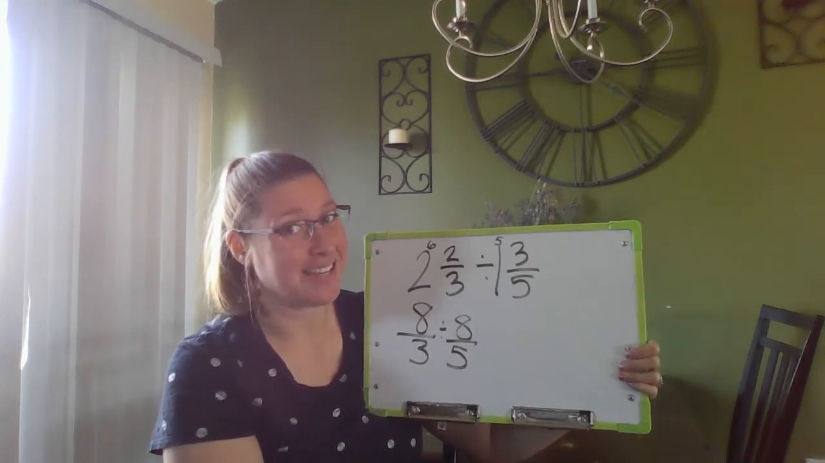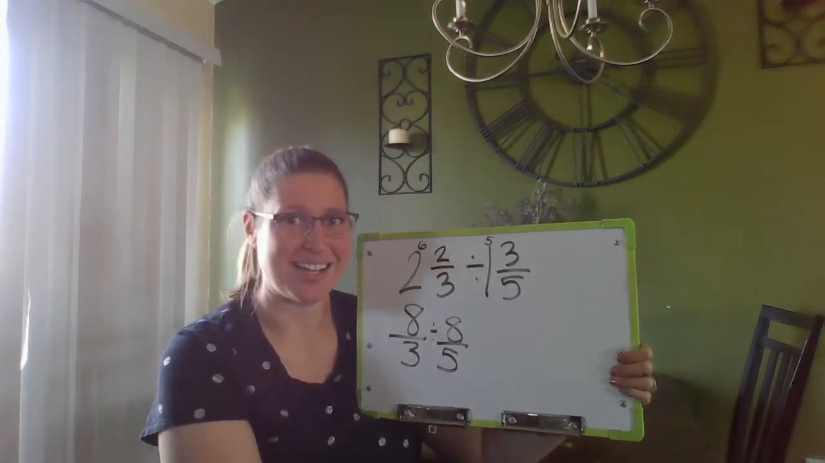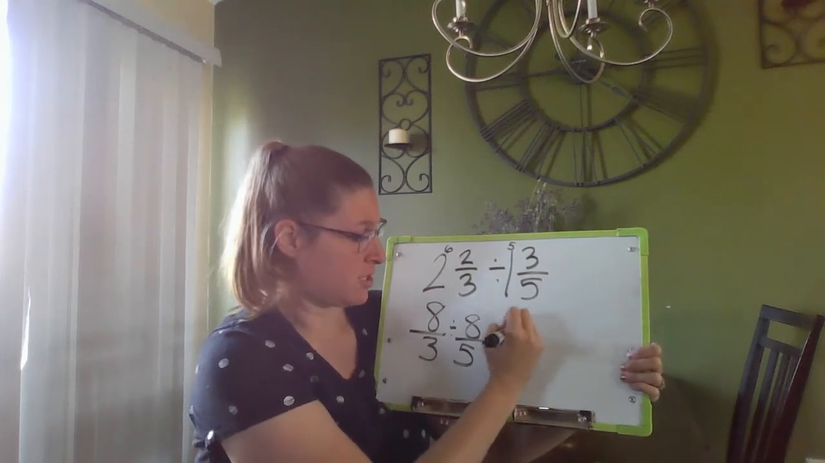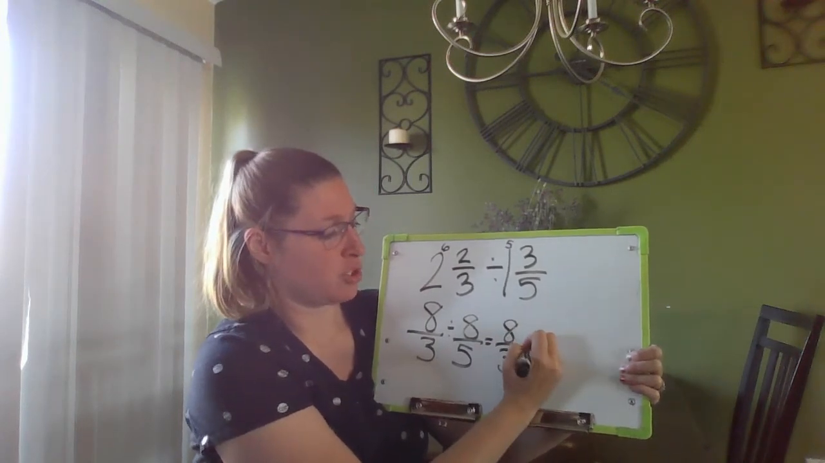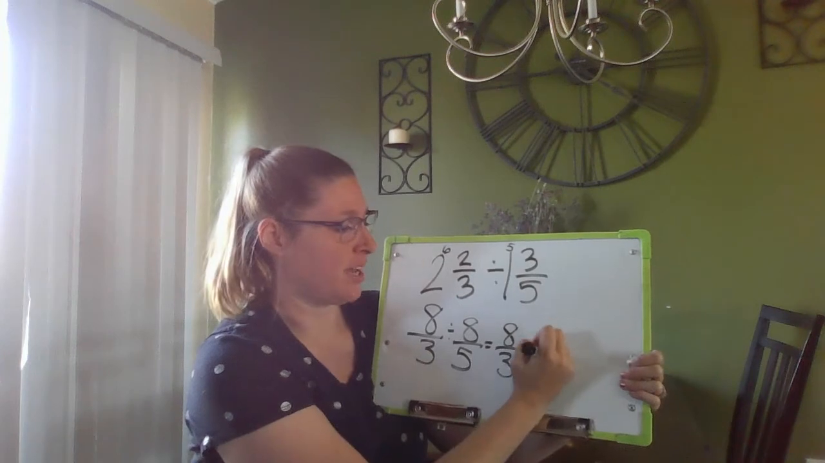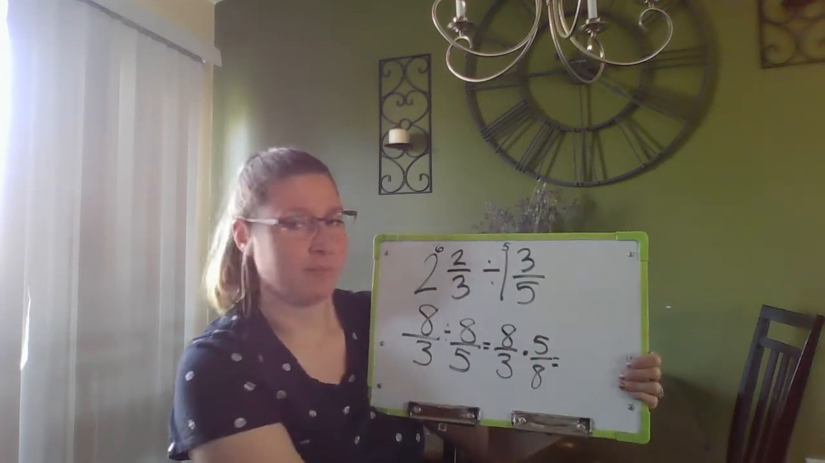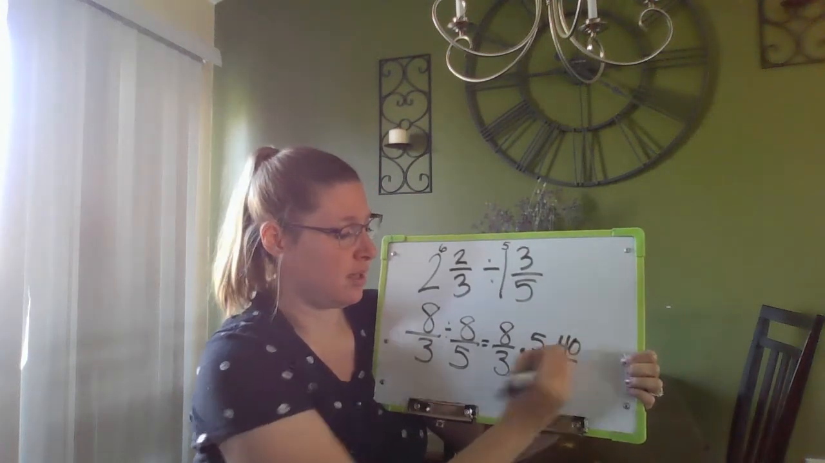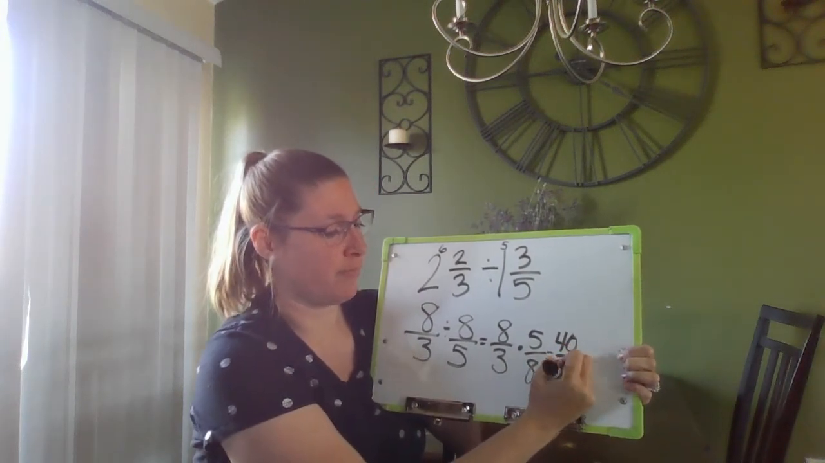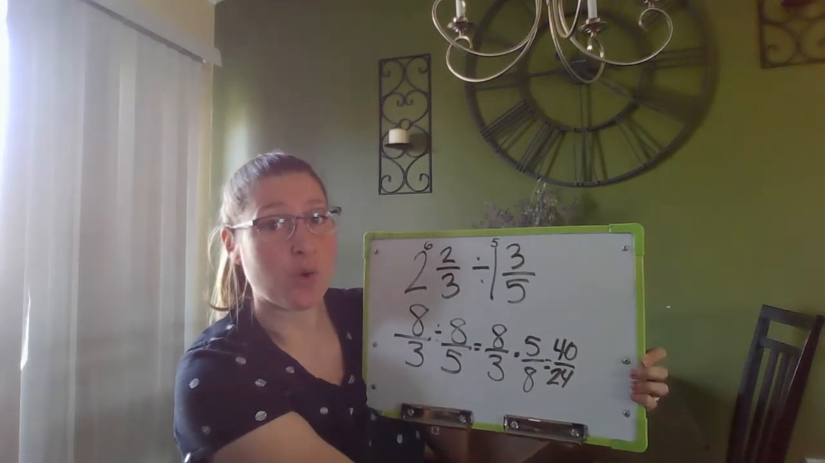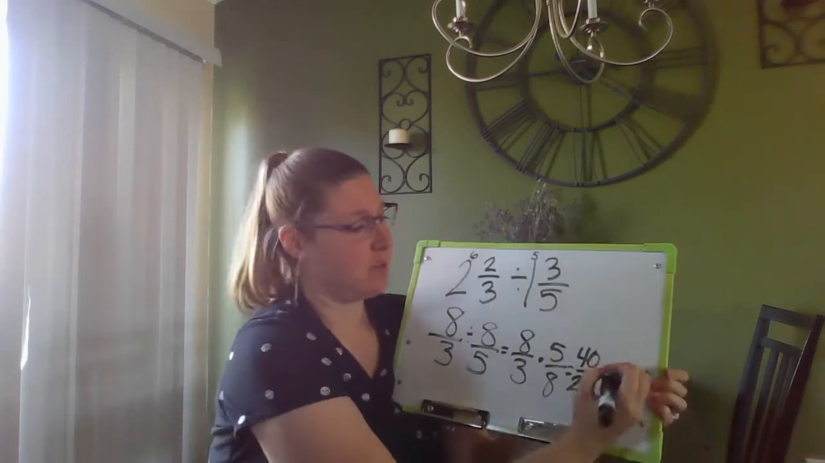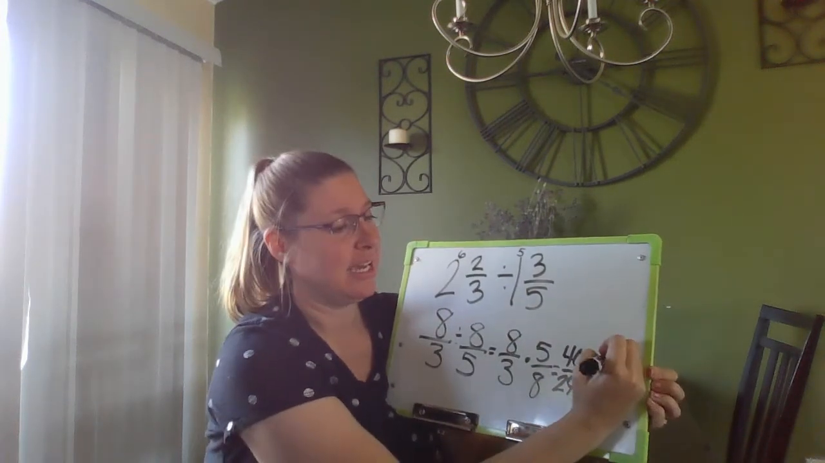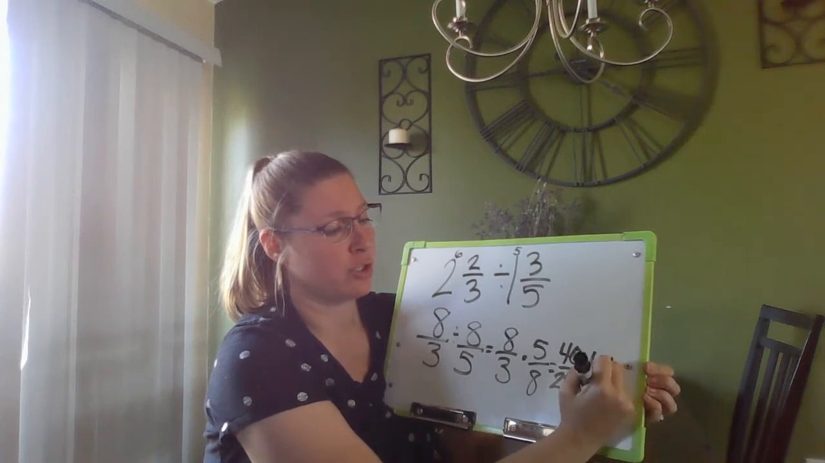But I'm not done yet. I need to divide by a fraction. Here's a tip. Keep, change, flip. Keep your first, change to multiplication, and flip your second. Now, multiply straight across. 8 times 5 is 40. 3 times 8 is 24. I can take 24 away from 40 only one time. When I subtract, I'm going to get 16 over 24.